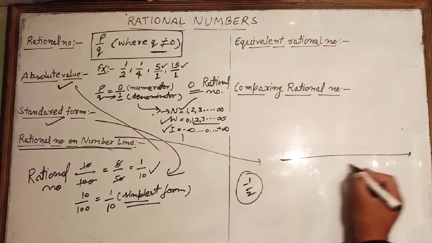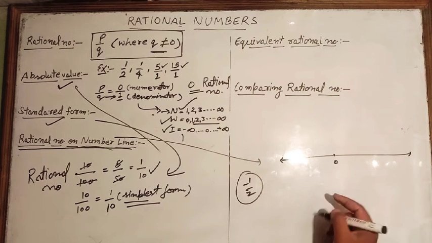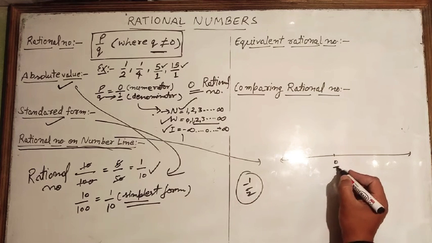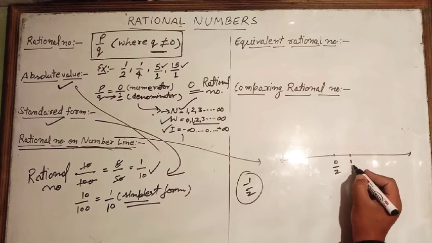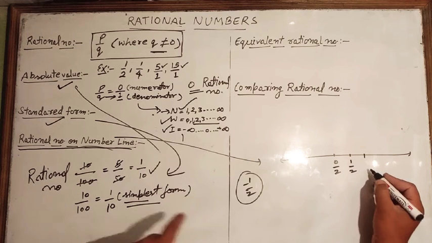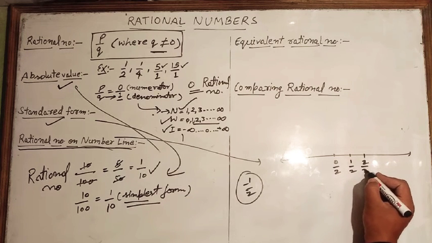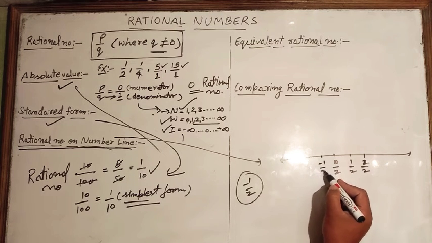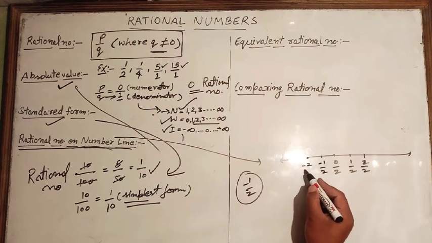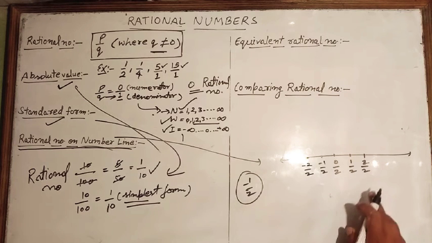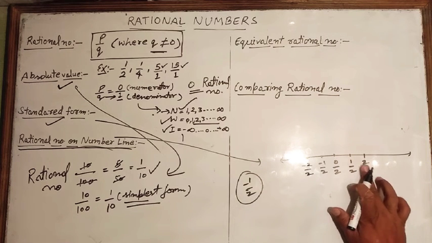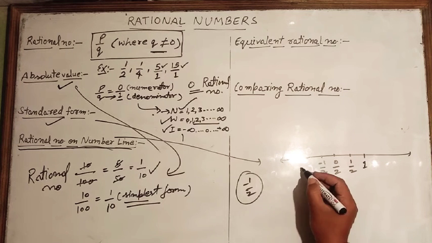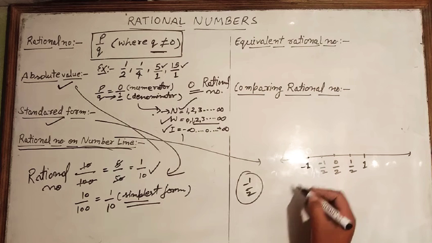Simply draw a number line and put 0 here. Now the denominator should be 2, so you will write 0 upon 2. Here you can write 1 upon 2, then 2 upon 2. Here you can write minus 1 upon 2, and here minus 2 upon 2. Now 2 upon 2 is equal to 1, so we can write it as 1. Then minus 2 upon 2 is again minus 1.